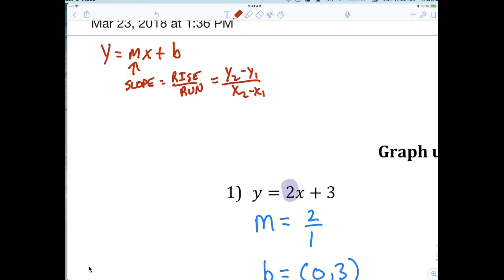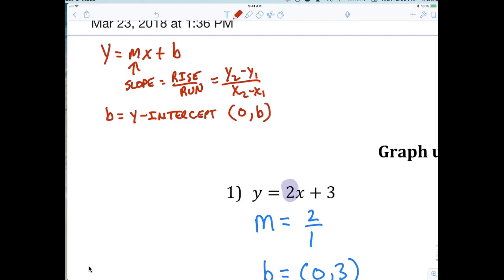Now the next important thing is b, which is the y-intercept. And you write the y-intercept as a point, so it's going to be 0, comma b.